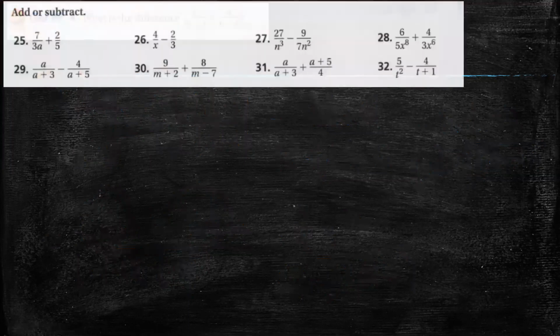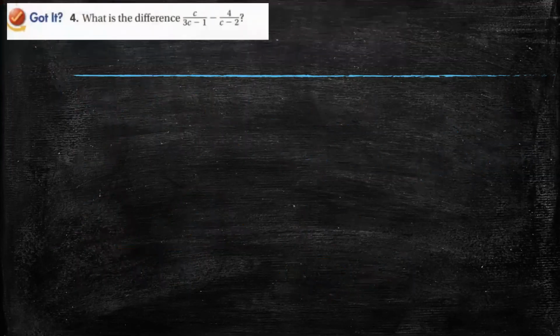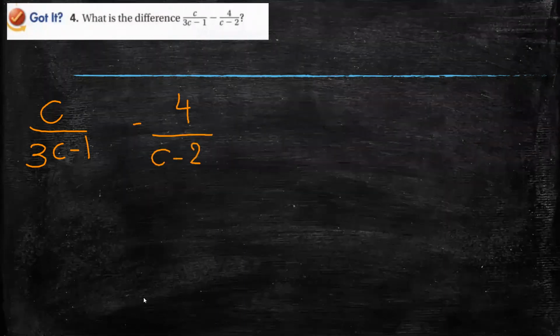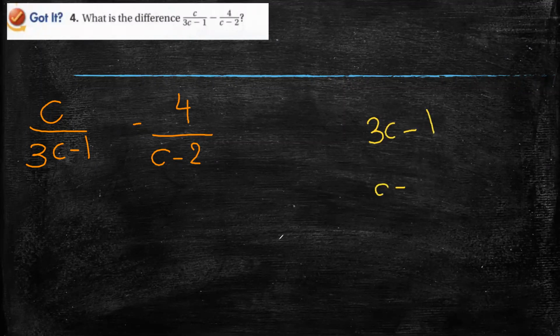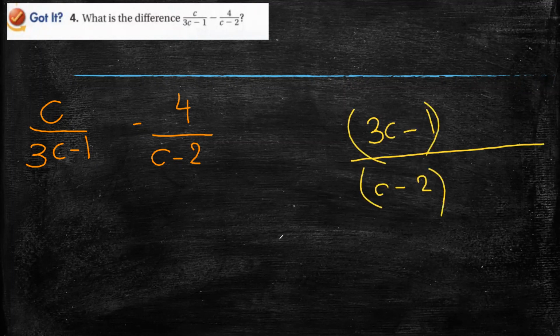Now let's solve this example here: c over 3c minus 1 minus 4 over c minus 2. So now, let's write the numerators here. We have 3c minus 1 and c minus 2. When you look at them here, what is the common between them?